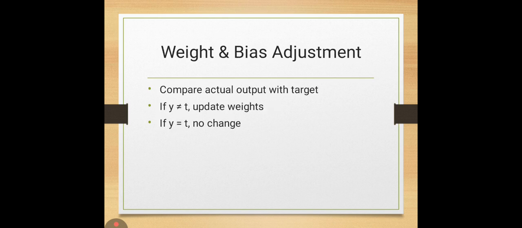And next is weight and bias adjustment. After obtaining the output, the actual output y is compared with the target output t. If y is not equal to t, the weights and bias are updated. If y is equal to t, no change is required. This process allows the perceptron to learn from its mistakes.